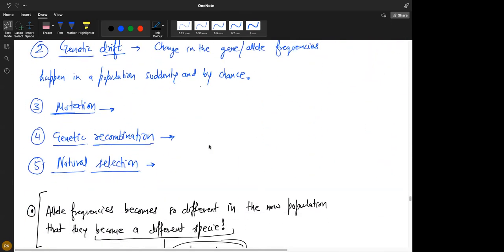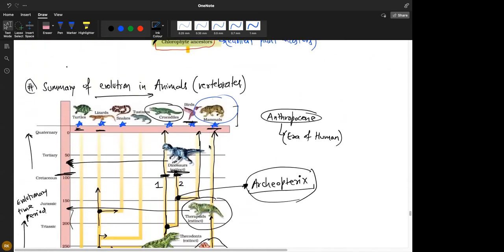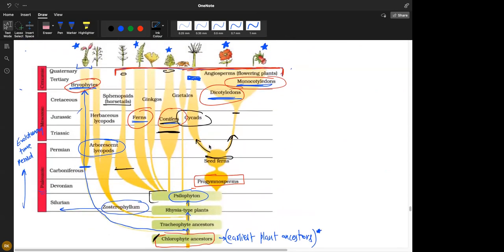Cool. So this is the summary for plants. Again, you would look. I'm giving you some time. Please look at this table and ask if you have any doubt, because some questions come directly from this diagram in your boards as well as in the entrance. Just look at this table.